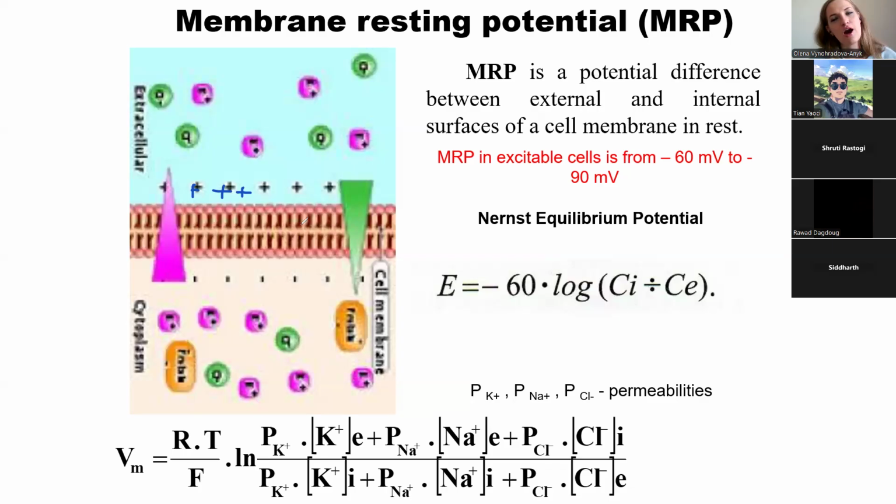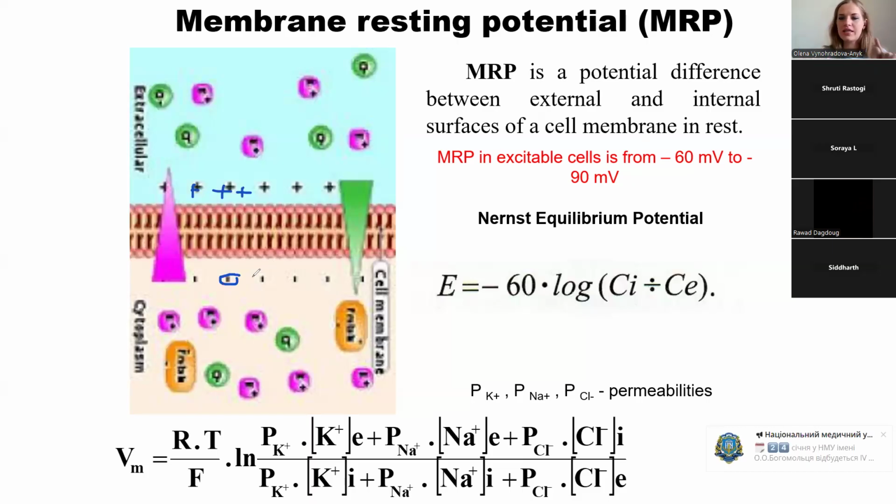Guys, if outside is positive, inside will be negative, right? We are talking about the condition, the state of rest. And we say that we measure membrane rest potential. I remind you, this is the potential difference between the external and internal surface of the cell membrane in the state of rest, when we do not have any irritation of the cell.